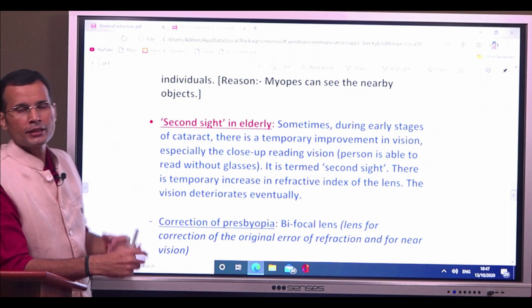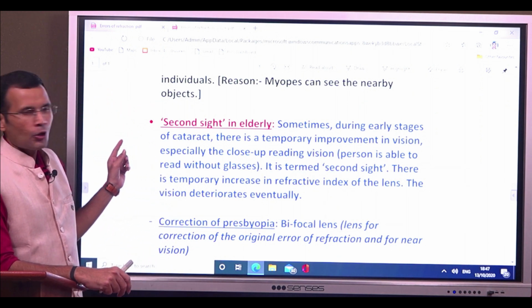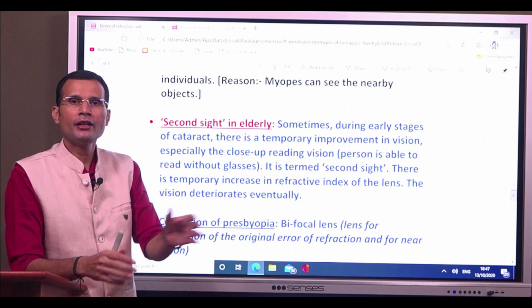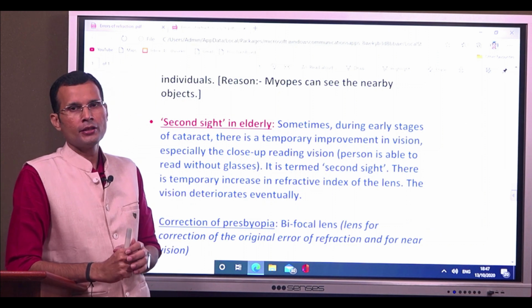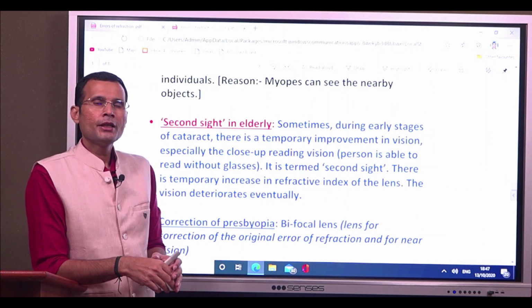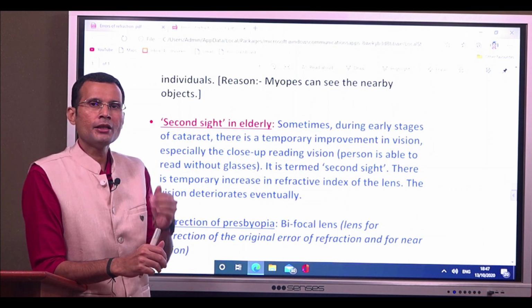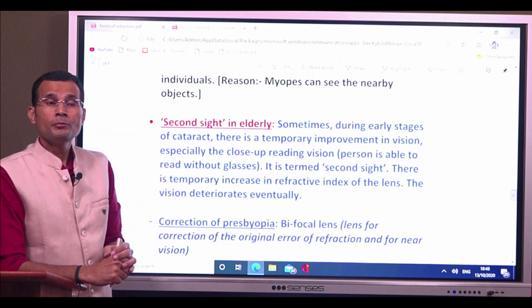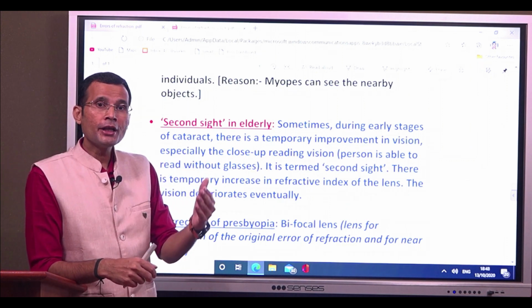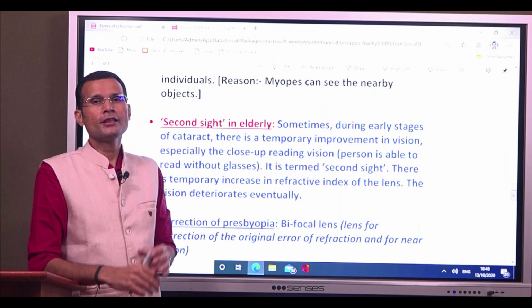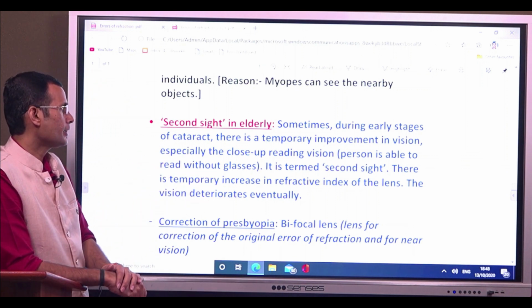Just adding another important point, or rather an additional feature. There is something called second sight in the elderly. What is it? Sometimes in elderly individuals, there is a sudden improvement in their vision. Because of the improvement, they may not require even the glasses which they have been using. This is called the second sight in the elderly.